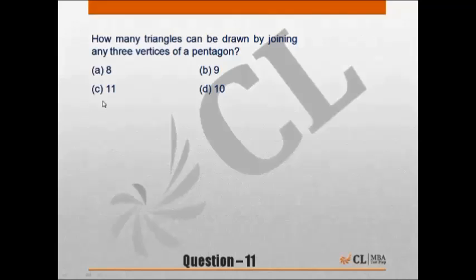Question 11. How many triangles can be formed by joining 3 vertices of a pentagon? Round 1, without any doubts. Done this kind of question a number of times. Any 3 vertices of a pentagon, which has 5 vertices, so the number of triangles will be 5C3. 5C3 is 5 into 4 upon 2, equal to 10. Simple question. Good for us.